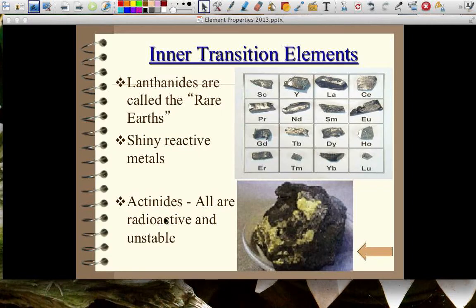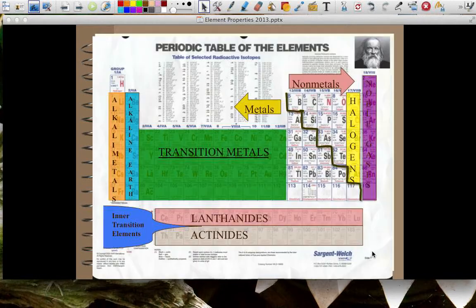Generally, you may hear the lanthanides called rare earths. It's a name that's given to some of them, and they tend to be shiny reactive metals. The actinides are all pretty much radioactive and unstable. So there's not much to them, and we really don't deal a lot with the inner transition elements in this class.